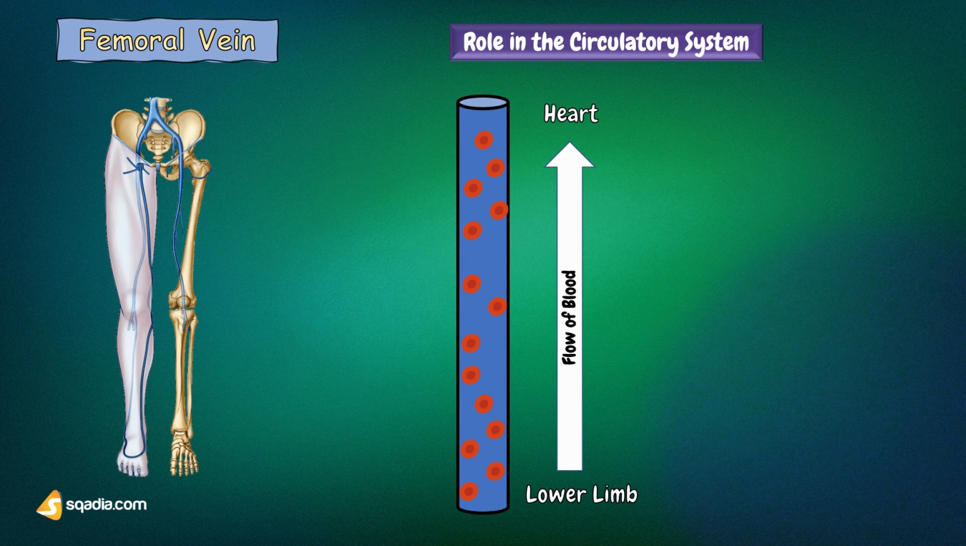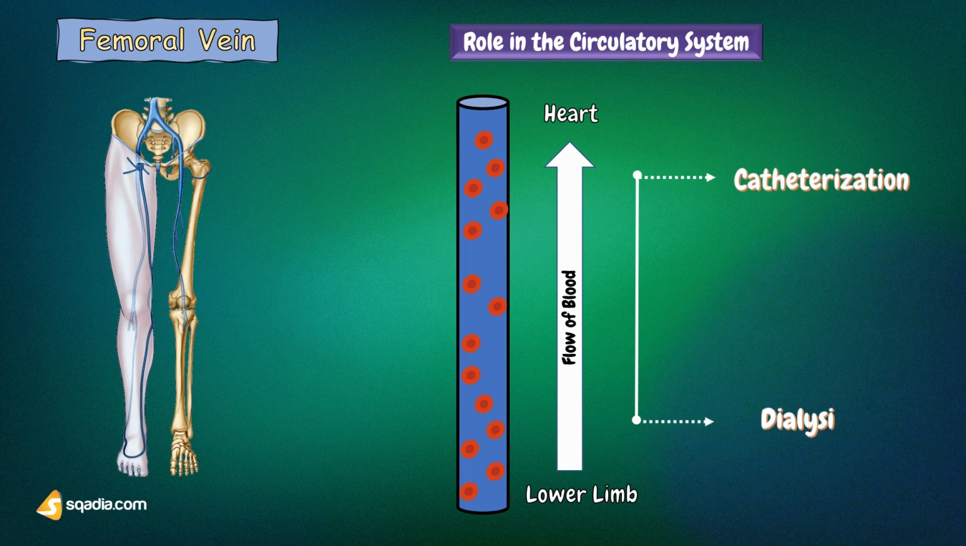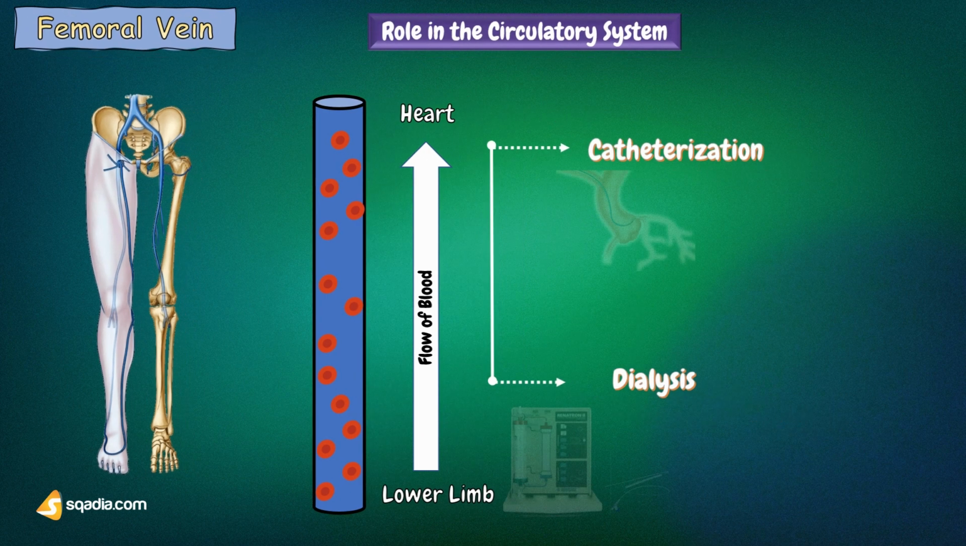Importance of femoral vein in medical procedures such as catheterization and dialysis. The femoral vein is commonly used for access in medical procedures such as catheterization and dialysis, as it is a large vein that is easy to access.